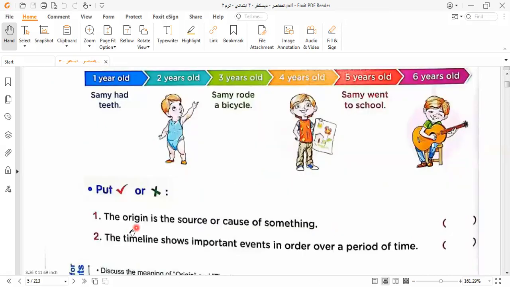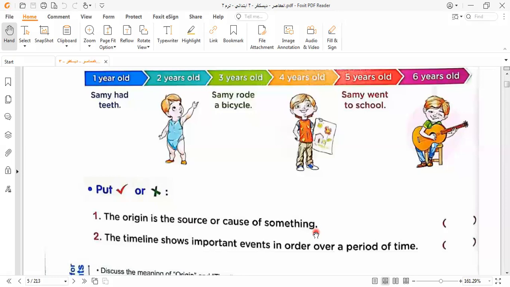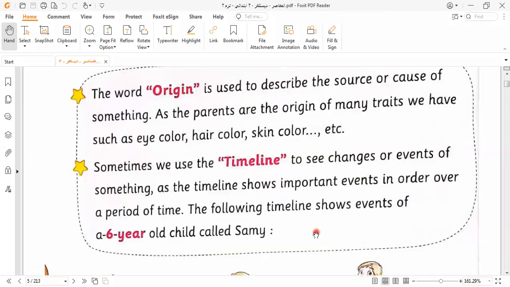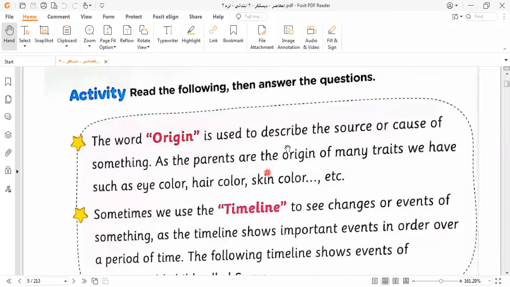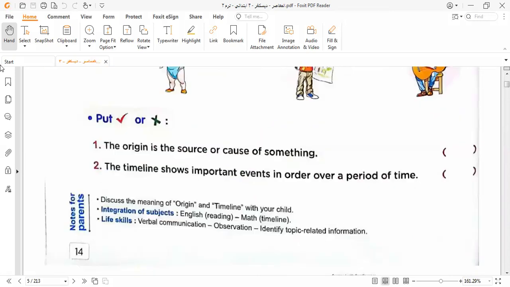The origin is the source or cause of something. Is this sentence right or wrong? Let's make sure if it's right or wrong. Yes, it's right. It's used to describe the source or cause of something. So we put right here. Another one: the timeline shows important events in order of the period of time. Yes, so both sentences are right. Okay, another one.